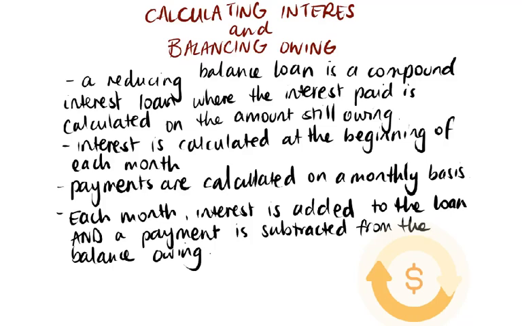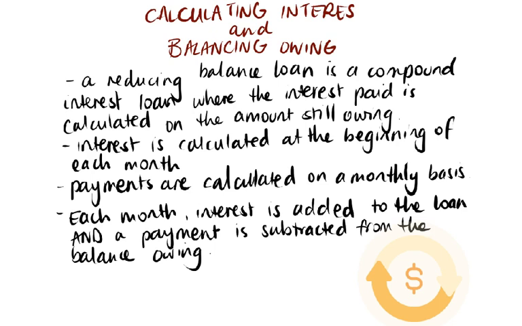In today's video, we're going to be looking at calculating interest and calculating balance owing. A reducing balance loan is a compound interest loan where the interest paid is calculated on the amount still owing. The loan is repaid through regular payments, and the interest is usually calculated at the beginning of each month, and payments are calculated on a monthly basis.